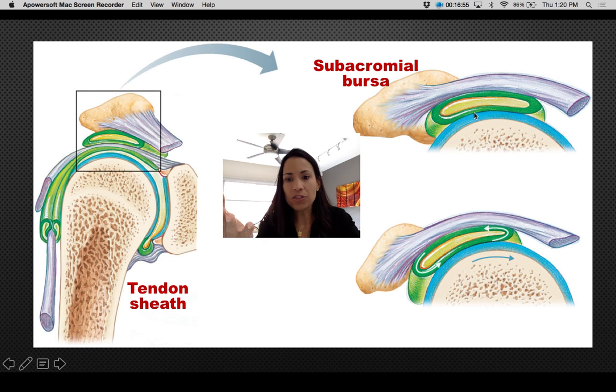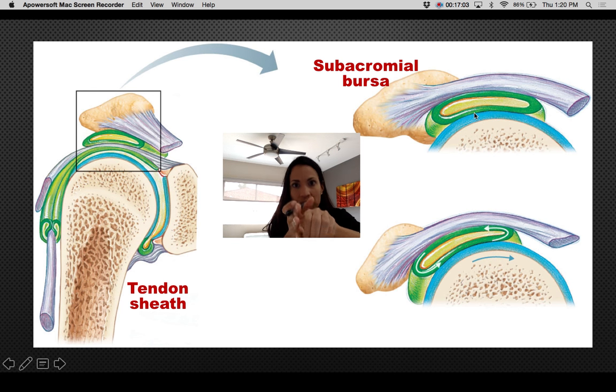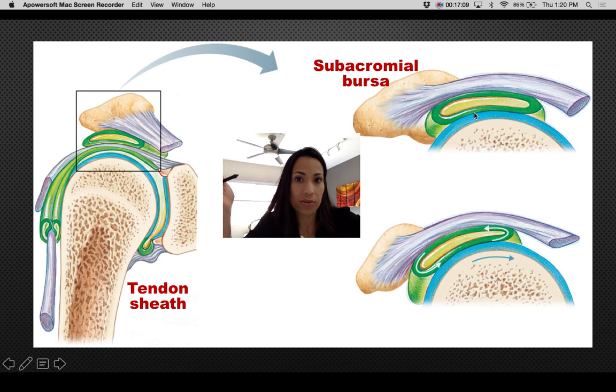And what is it doing? Imagine that you place a little water balloon in there. So when you move, the water balloon moves with it and avoids the friction of the bone with the other structure, the tendon, the bone, the skin, etc.